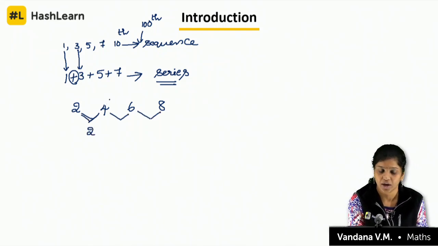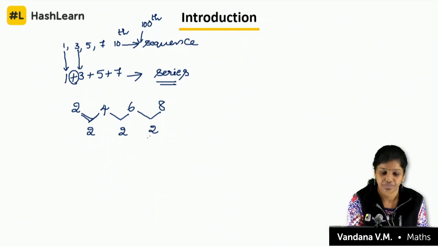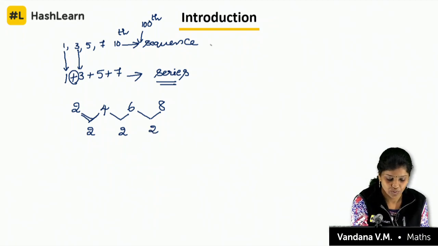Difference, how to find out? 4 minus 2, 2. 6 minus 4, 2. 8 minus 6, 2. Next one.